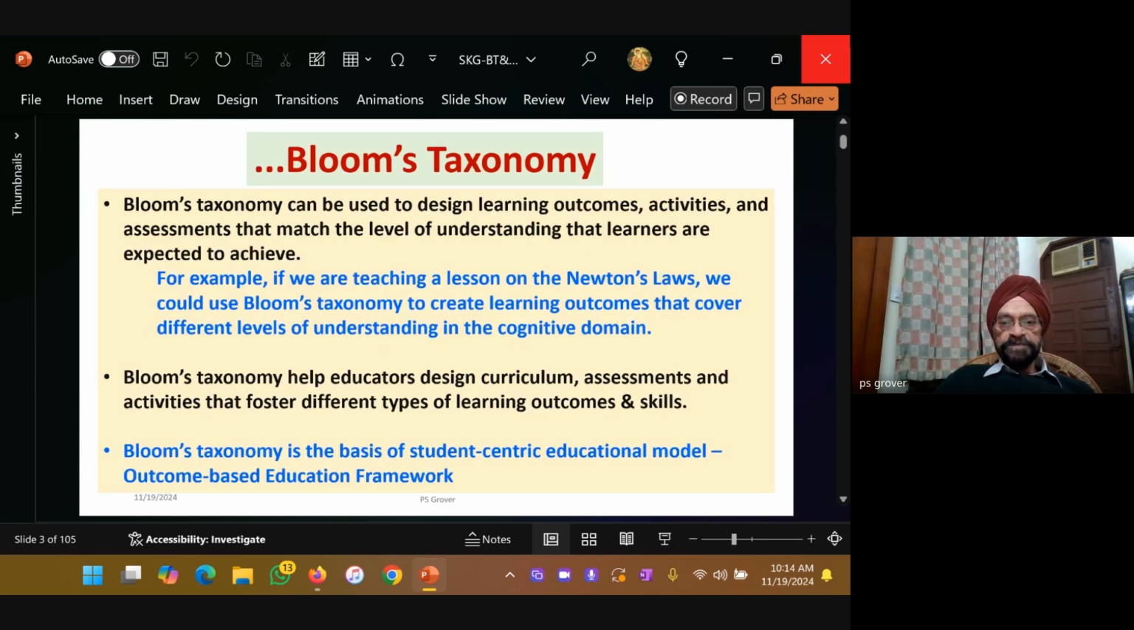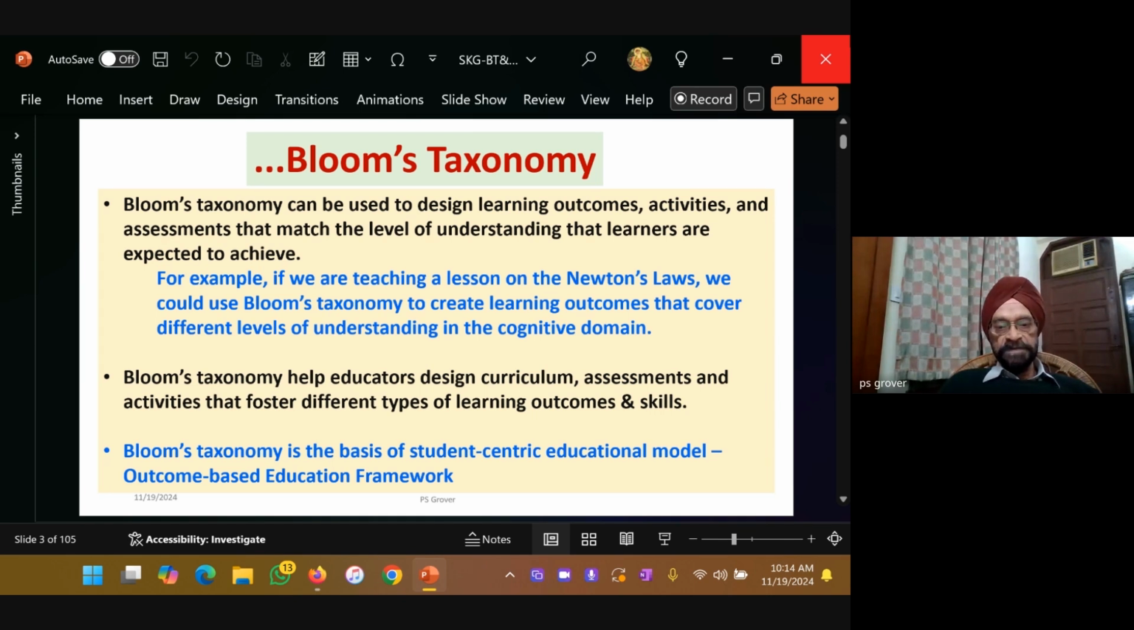Now, this can be used to design learning outcomes, activities and assessments that match the level of understanding that learners are expected to achieve. So Bloom taxonomy provides us a guideline, a framework of how one learns, how one can implement the various levels of learning by an individual.